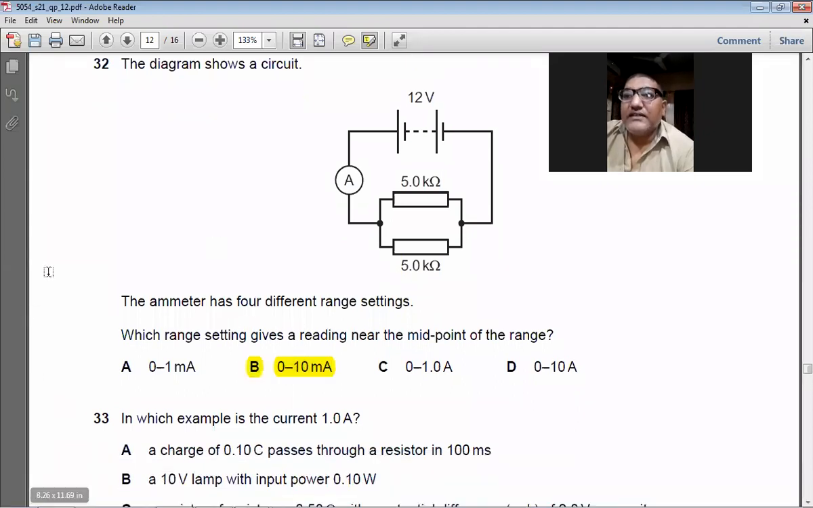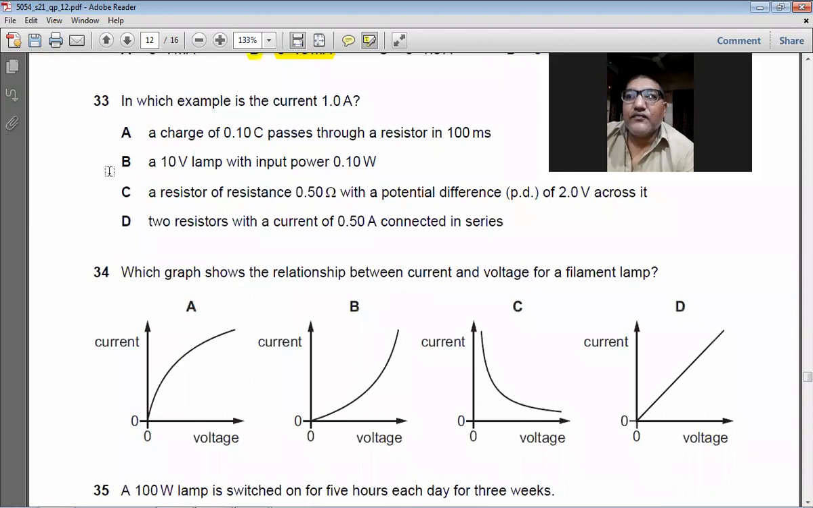So B is the right option, sir. In which example is the current 1 ampere? A charge of 0.1 coulomb passes through a resistor in 100 milliseconds.